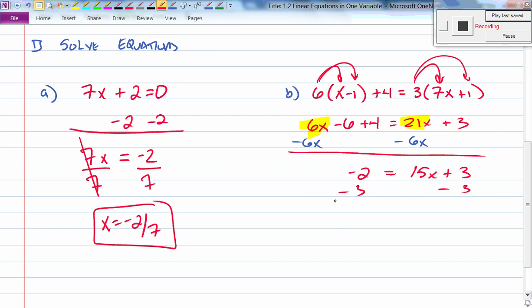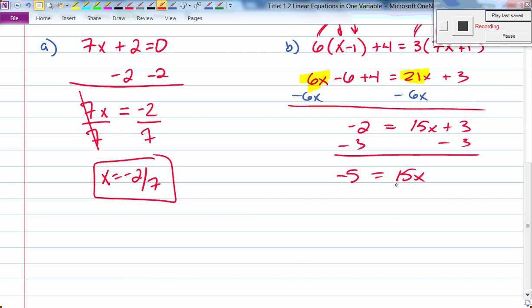Man, you guys are all over this. No problem. So negative 5 is equal to 15x. Last step. What am I going for here? Divide by 15. Look at this, man. We're going to simplify. So I'm getting negative 1/3. Is that what you're getting? Yeah. Sweet. Negative 1/3. All right.